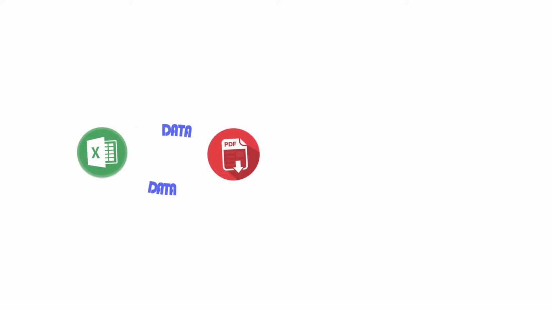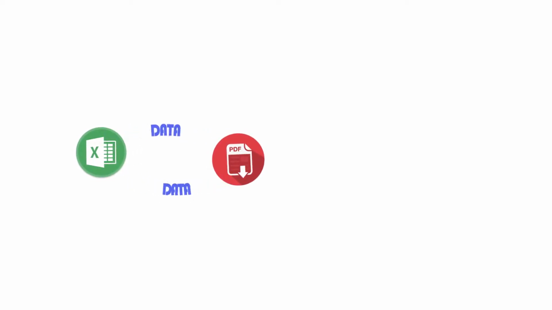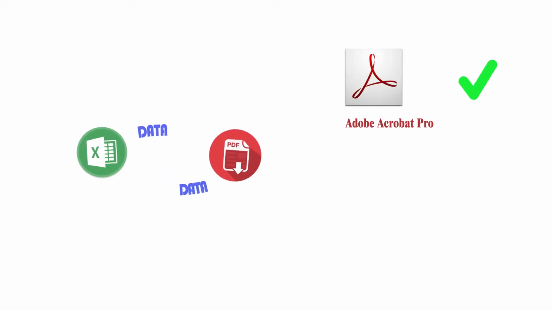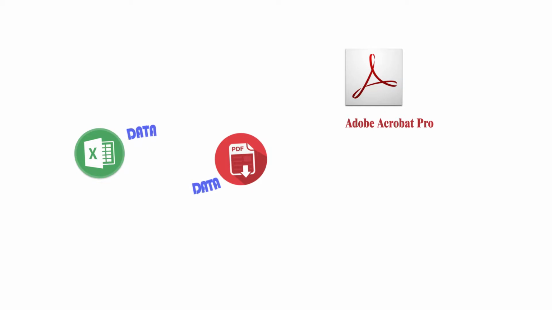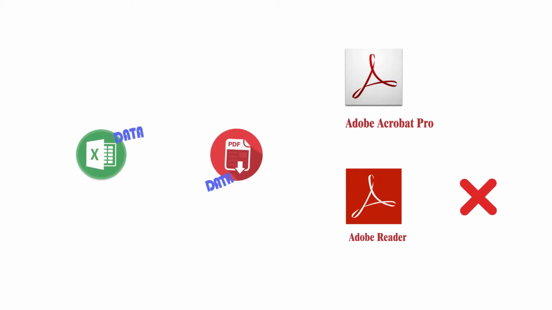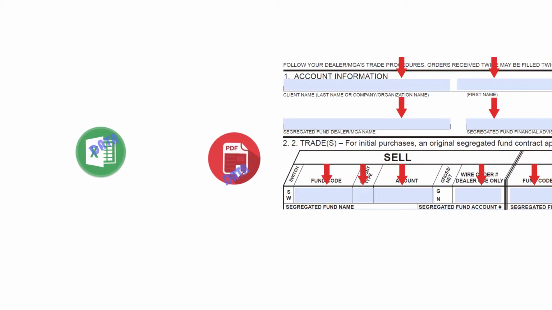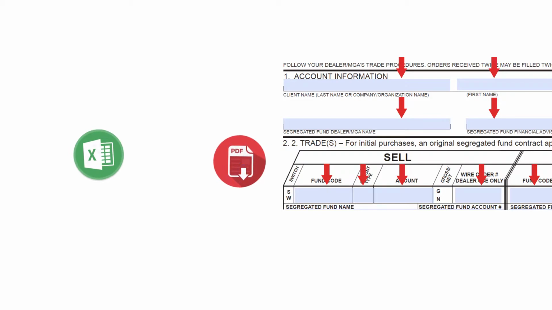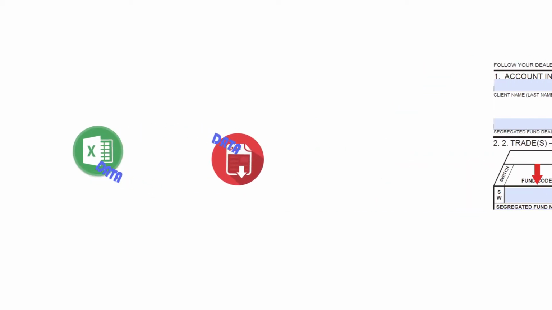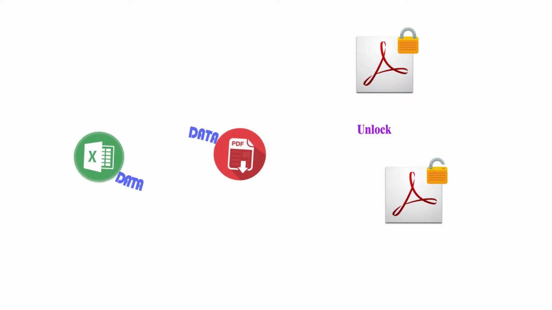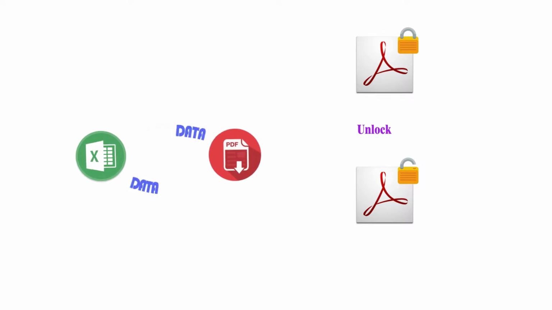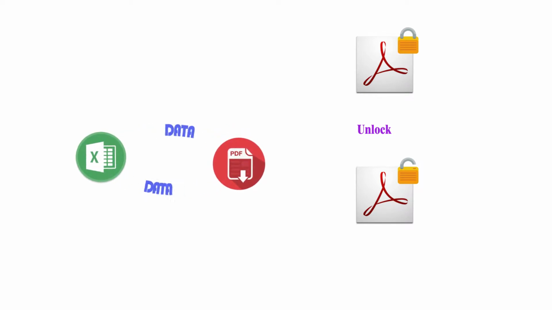But to achieve this function, there are some things you need to be aware of. First, you need Adobe Acrobat Pro to be installed on your computer. If you only have Adobe Reader installed on your computer, this method will not work. Second, it only works on form fields. But you can add or edit a form field easily in Acrobat, so it will not be too much of a problem. Third, if it's an encrypted PDF file, you have to unlock it first. There are lots of websites online that can unlock a PDF file.